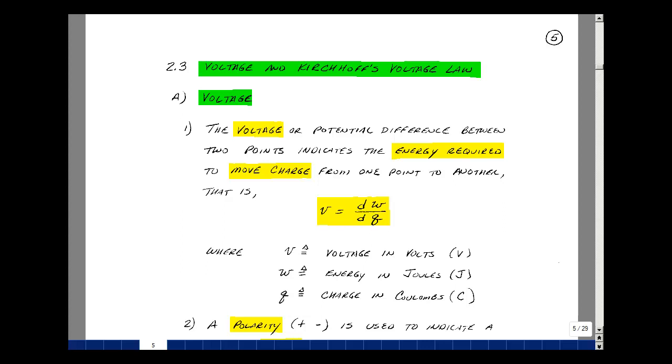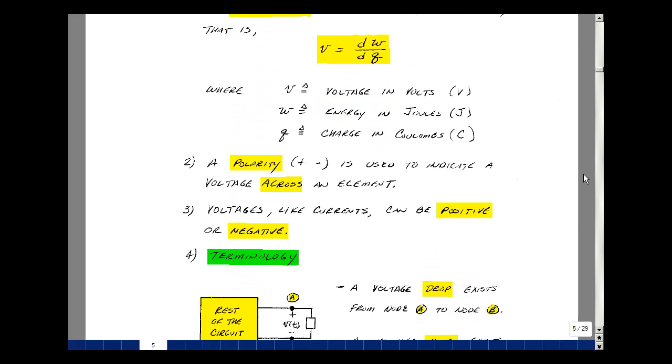The next term we're going to define is voltage. Voltage, or potential difference between 2 points, indicates the energy required to move charge from one point to another. In other words, voltage is the change in energy per change in charge. If you make that change small enough, it becomes a derivative, where V is voltage in volts, W is energy in joules, and Q is charge in coulombs.